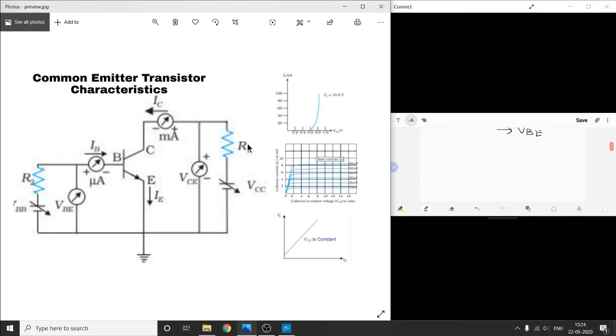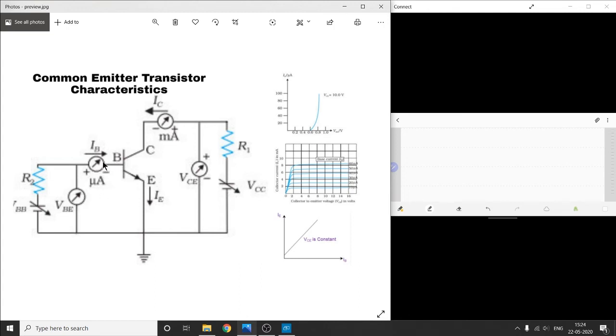Now we want to draw the output characteristics. As far as the output side of this transistor is concerned, this milliammeter will show output current. This voltmeter shows output voltage. For this you have to fix the value of input voltage VBE. So you can see in the graph, when you perform the experiment, you put the value of VBE fixed and IB is fixed, like 10 microampere, 20 microampere, 30 microampere, etc.